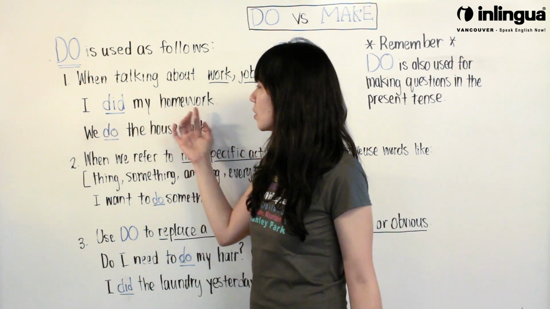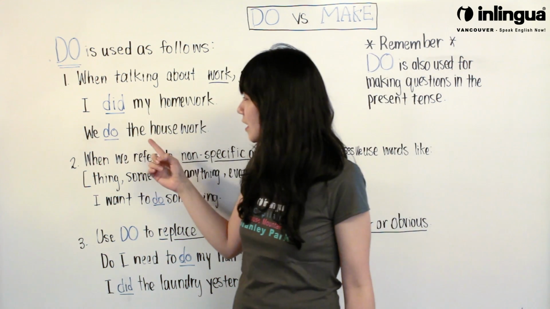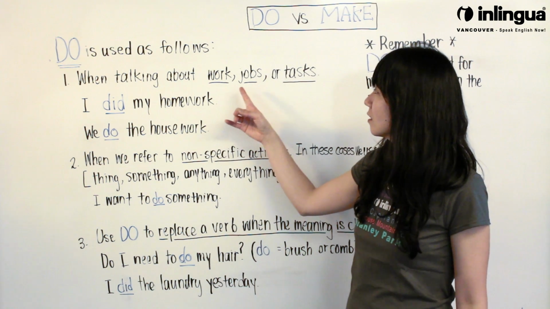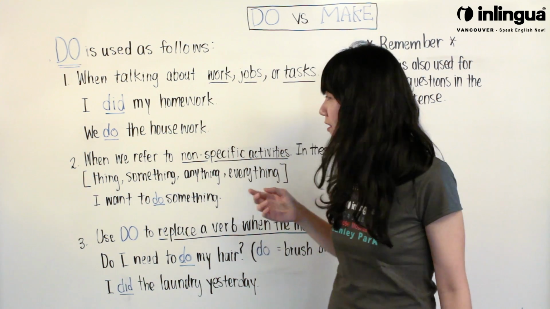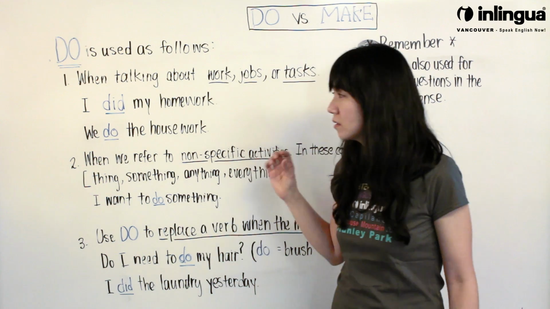I did my homework yesterday, and the past tense of do is did. Second example here is we do the housework. Housework could also be a task. It is also considered work as well. So we use the verb do. We do the housework. Okay?